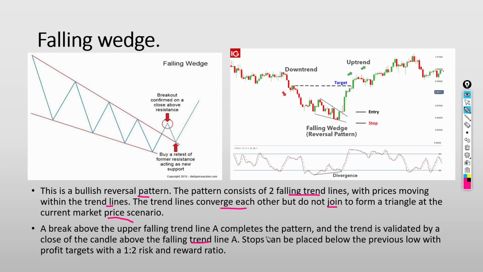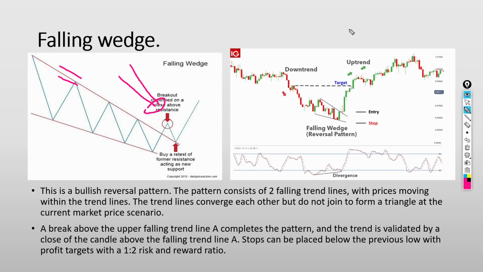For example, we shall look at it later. Stops can be placed below the previous low with profit targets at 1 to 2, and we said that for stop loss and take profit, we shall be using the ATR indicator. So in a falling wedge, we have two falling trend lines. They are converging, but they never meet at the current price.